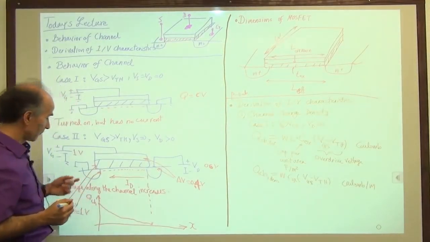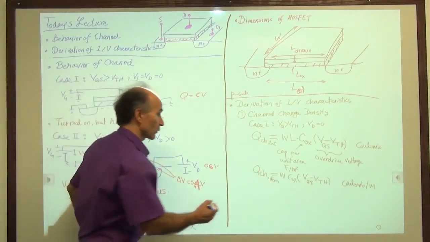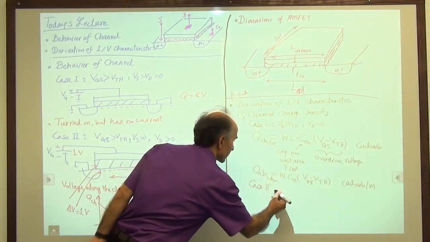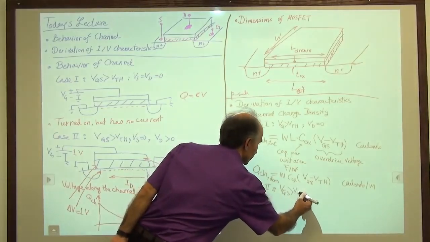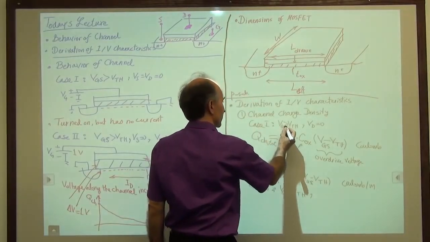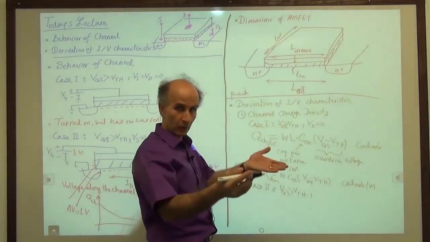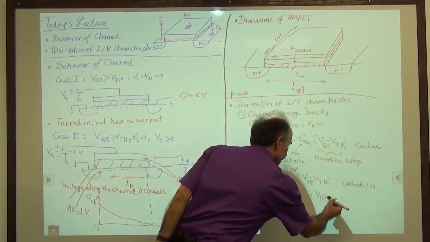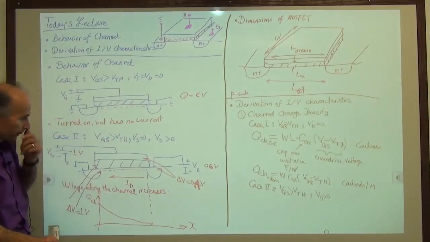Now let's go to the more interesting case where the drain voltage is not 0. So we go to case number 2, and we say the gate voltage is still VGS greater than VTH. This should really be VGS, because we have to know something about the source. If the source and the gate have the same potential, we don't have a channel. And then VD is greater than 0. So we are back to this case here.